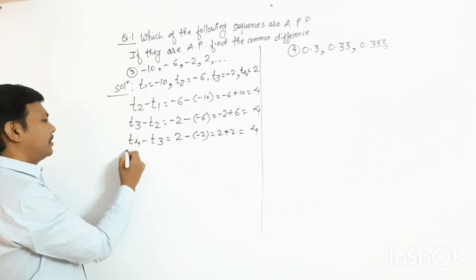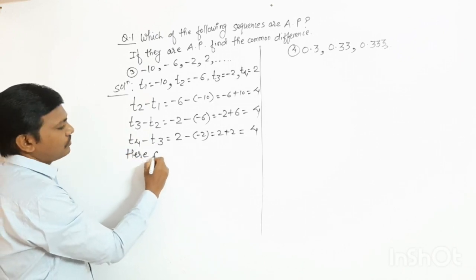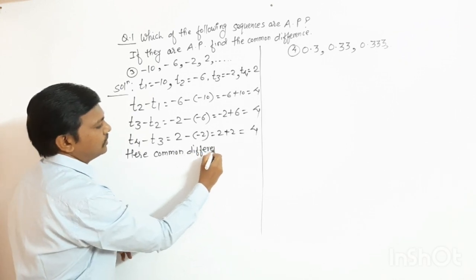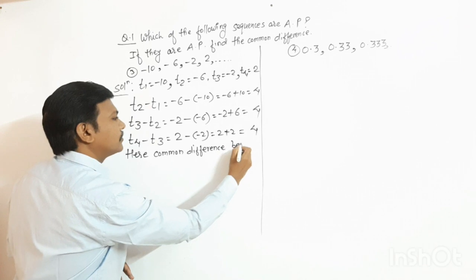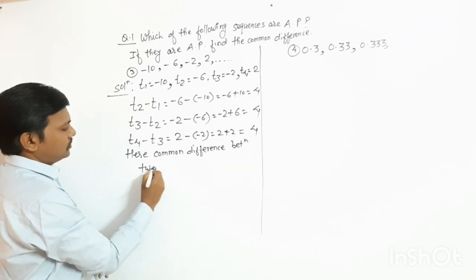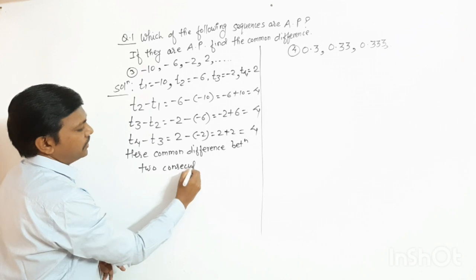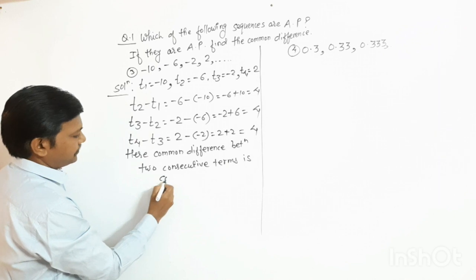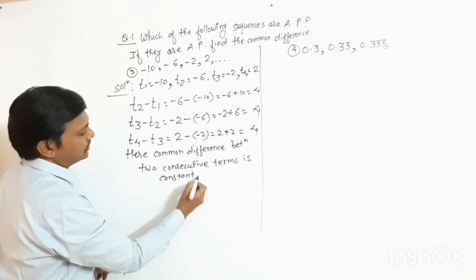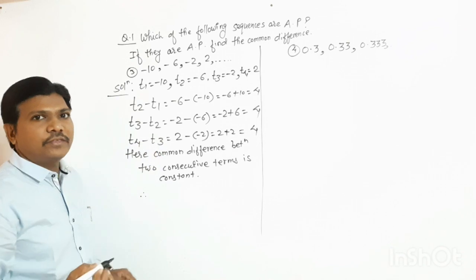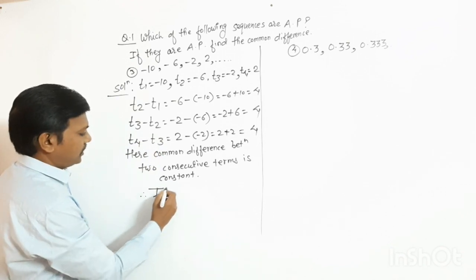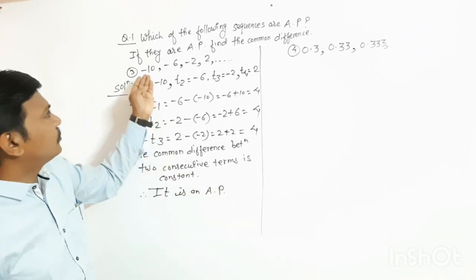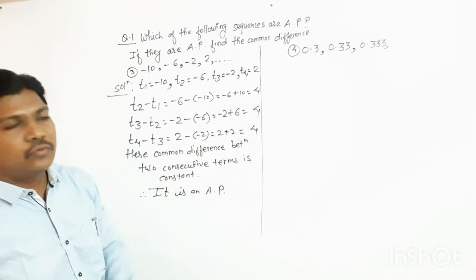So how can we write? Here common difference between two consecutive terms is constant. Therefore, given sequence is an AP. So we write it is an AP, where first term is minus 10 and common difference is this.